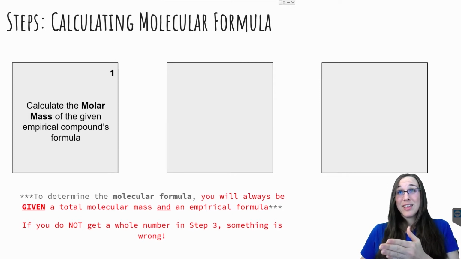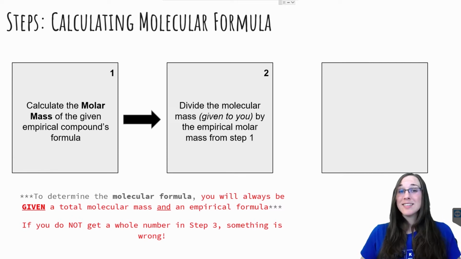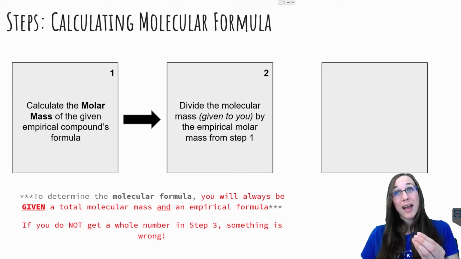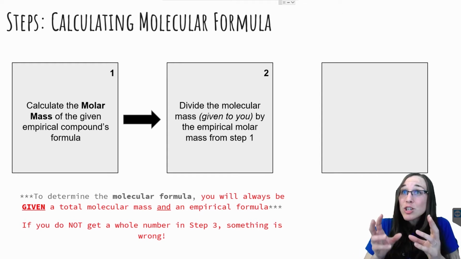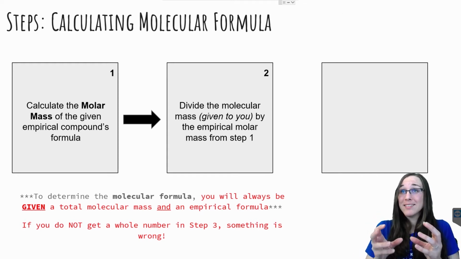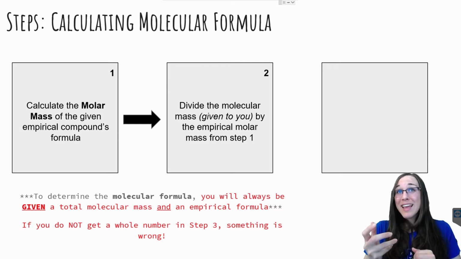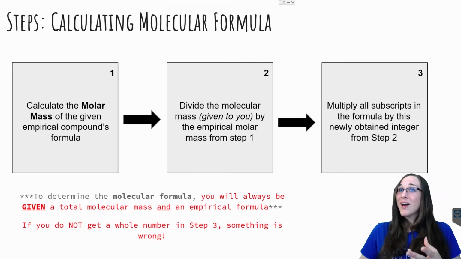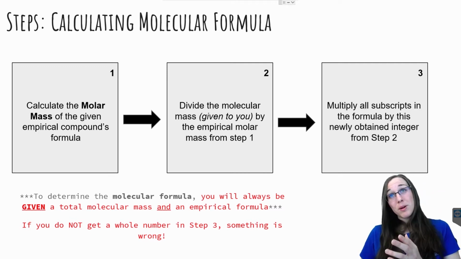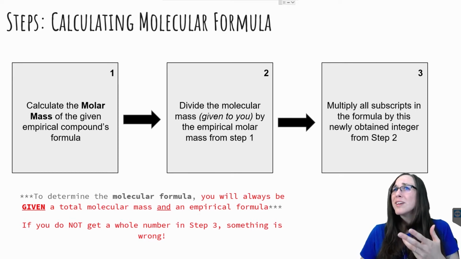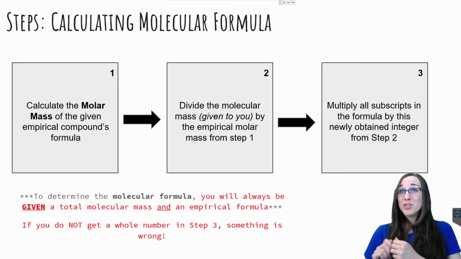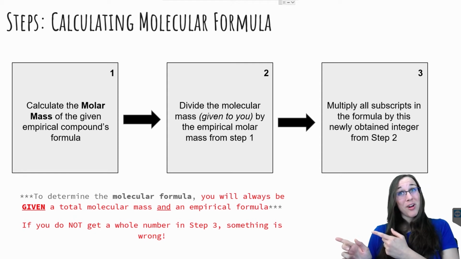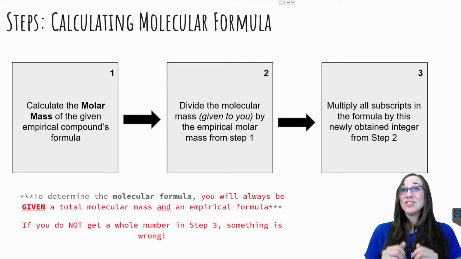You just have to calculate the molar mass of said empirical compound's formula, which would be given to you. Step 2 is to take the molecular mass, which would be given to you, that's the actual molecular formula's mass, and divide that by the empirical molar mass that you just calculated from step 1. And the final step, step 3, is that after you've divided the molecular mass by the empirical molar mass you calculated, you will get a whole number. And if you happen to not get a whole number, you did something wrong. However, if you did it right, you should get a whole number.